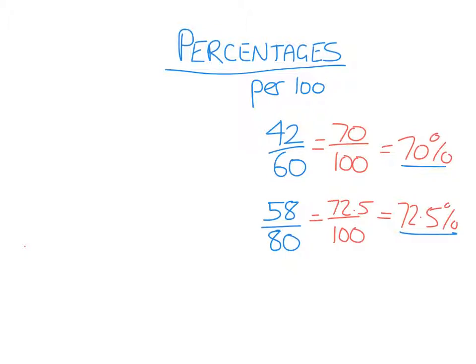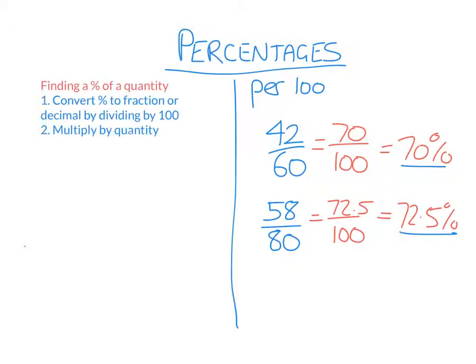Finding a percent of a quantity and one quantity as a percent of another. So we're going to start with finding a percent of a quantity. So finding a percent of a quantity is pretty easy. You just convert the percent to a fraction or decimal, and we do that by dividing by 100, and then we multiply by the quantity.